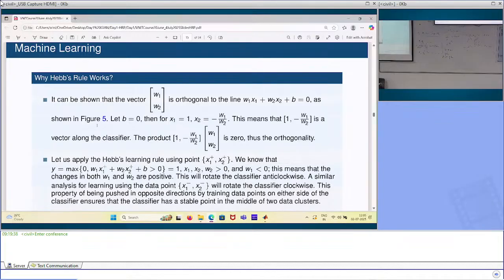w1 is less than 0, w2 is greater than 0.